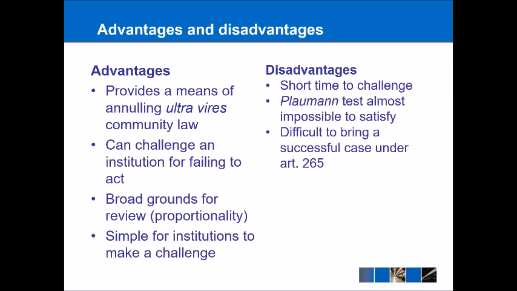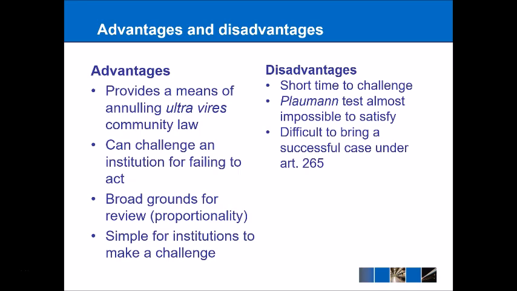So right before we finish, we need to look at the advantages and disadvantages. This should be useful if you're doing an essay question on Article 263. So we have the advantages. It provides a means of annulling ultra vires community law. So it does essentially end up annulling a piece of law if you are successful.